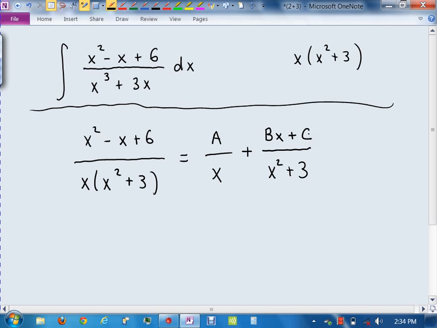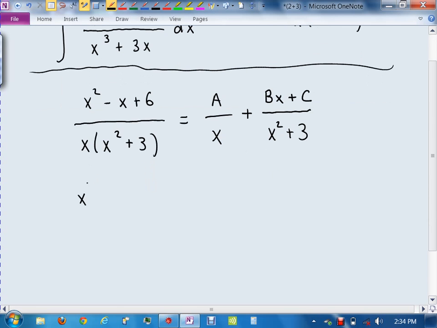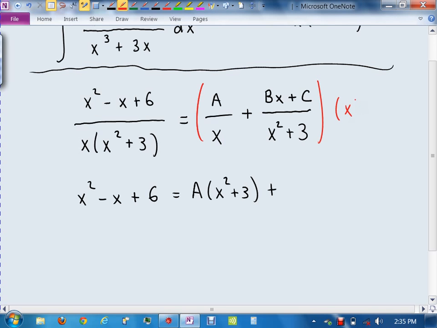Okay, let's try this real quick. I'm going to multiply both sides by the LCD. I get x squared minus x plus 6. Over here I get A times (x squared plus 3), and then plus, what's going to happen here? I'm multiplying both sides by x times (x squared plus 3). So it'll be the (bx plus c), times the only thing that didn't cancel, which was the x.